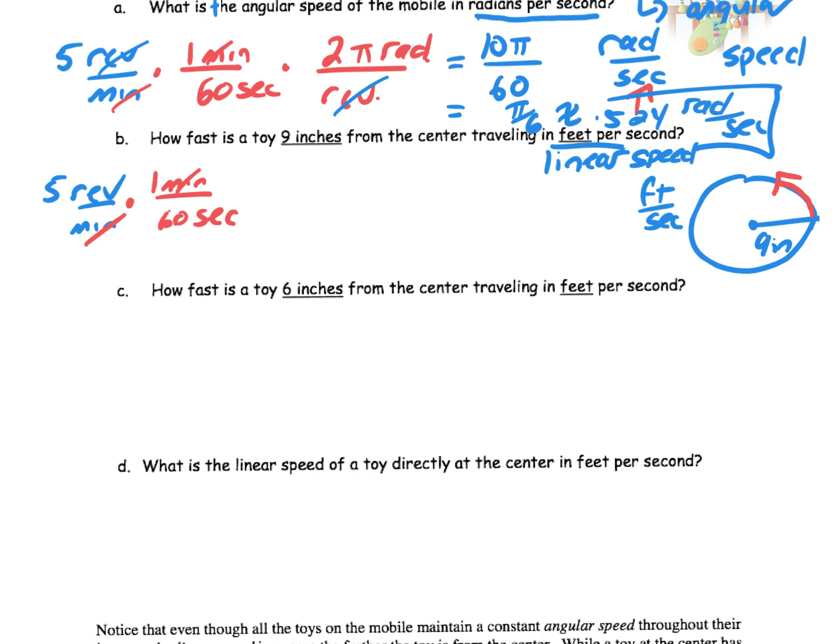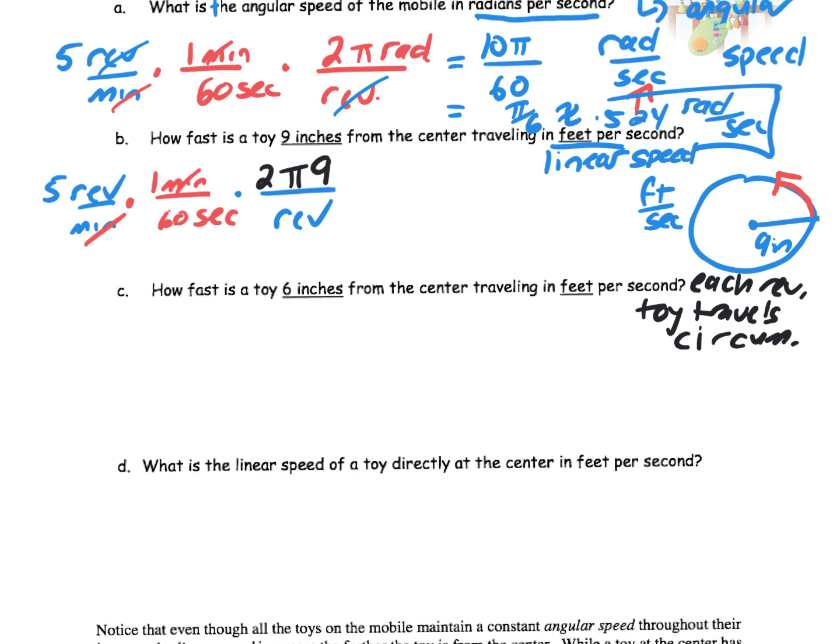Now we have to get revolutions into feet, okay? So the key conversion here is in each revolution around this circle, the toy travels 1 circumference. So I'm going to write that over here. So each revolution, the toy travels the circumference. That's going to be a key conversion. So in a revolution, the toy is going to travel 2 pi r. In this case, r is 9 inches. So this is the circumference. So now we have converted from revolutions to inches.